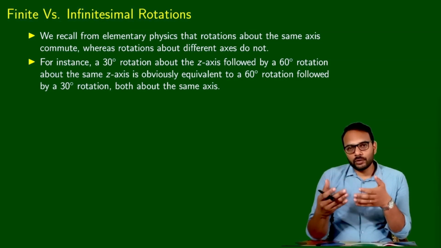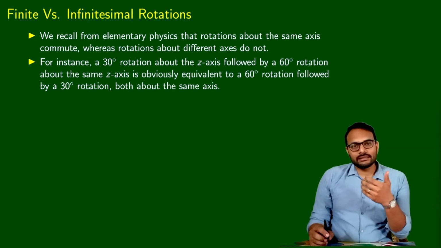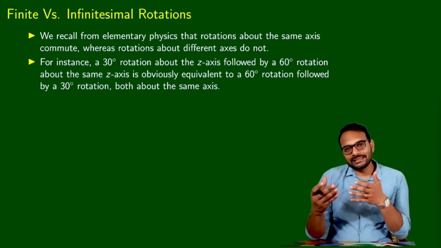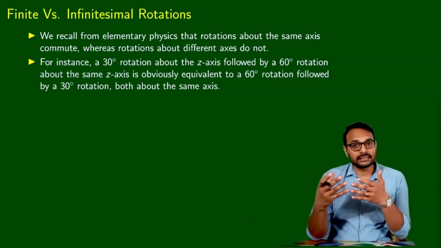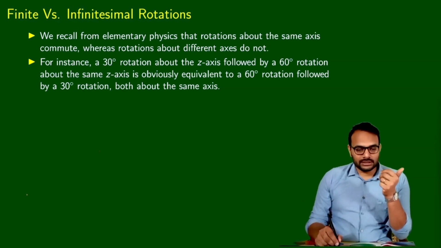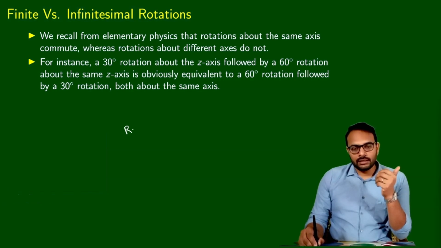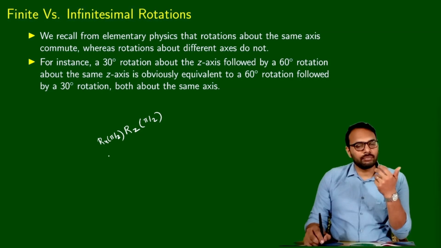And one of the important things that we already know about rotations is that finite rotations about different axes do not commute. We have already seen this, for example, when we discussed rigid body motion. Now, suppose you are making a rotation about the z-axis by an angle pi by 2, and then follow it by a rotation about x-axis by an angle pi by 2.